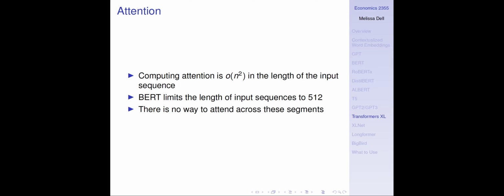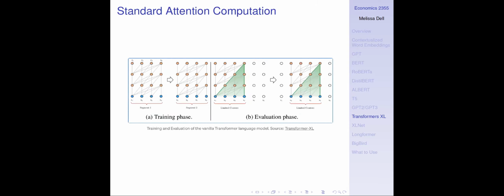In BERT, there's no way to attend across these segments. The reason that segment has to be limited is that the cost of computing attention increases quadratically, it's order n squared based on the size of the sequence. This is a figure showing your standard attention compute. Here it's represented as separate batches, and they can't attend to each other.